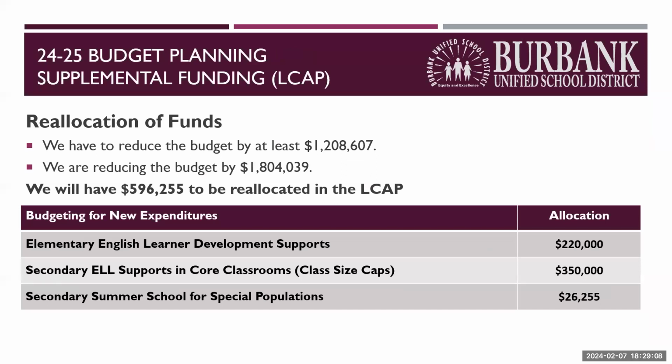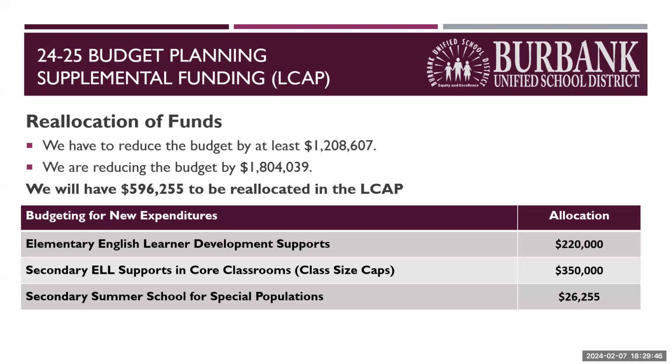Reallocation of funds. This is looking at where we need to reallocate what we have saved beyond the $1.2 million. We need to reduce that budget by that amount. We are reducing by $1,804,039. Excuse me, $1,804,039.